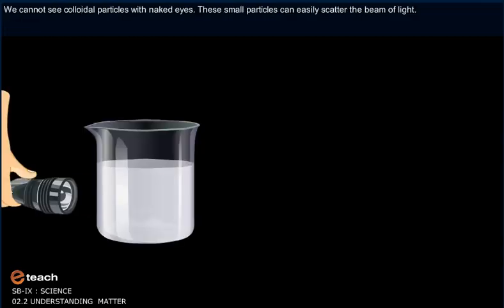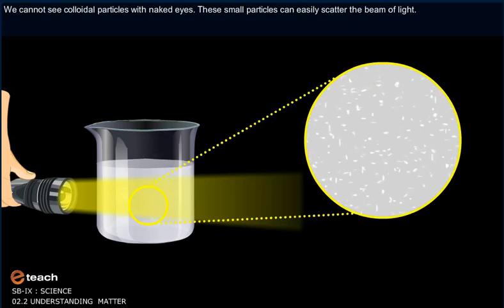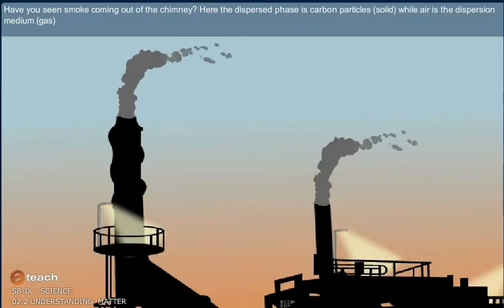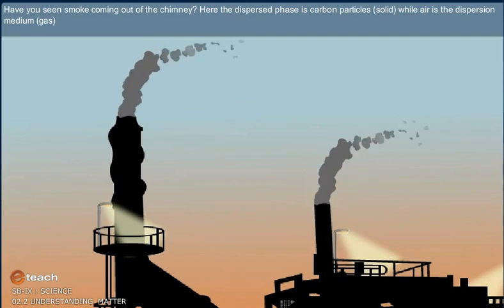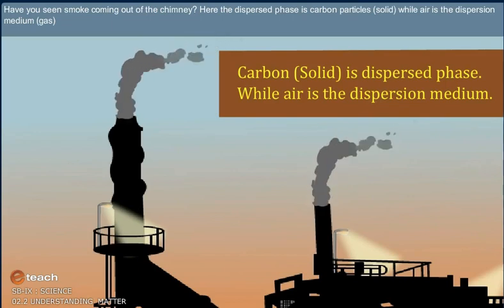We cannot see colloidal particles with naked eyes. These small particles can easily scatter the beam of light. Students, have you seen smoke coming out of the chimney? Here the dispersed phase is carbon particles, that is solid, while air is the dispersion medium, that is gas.